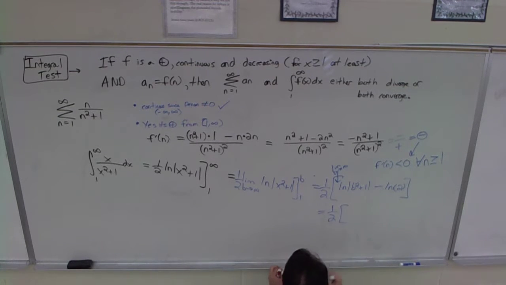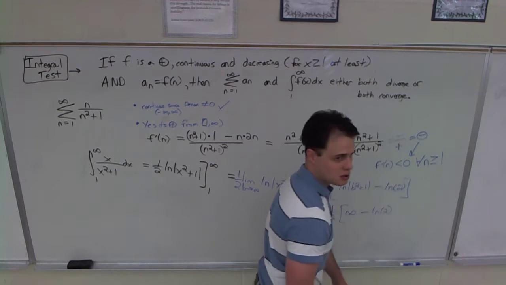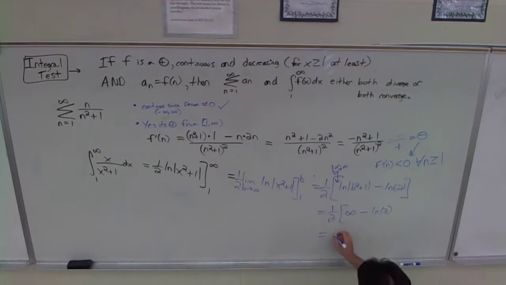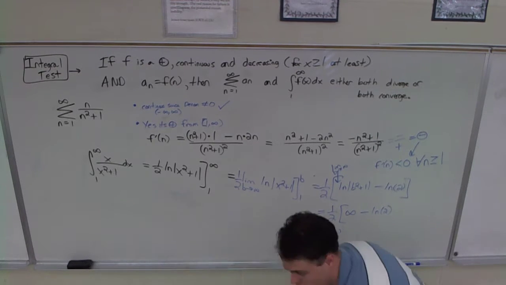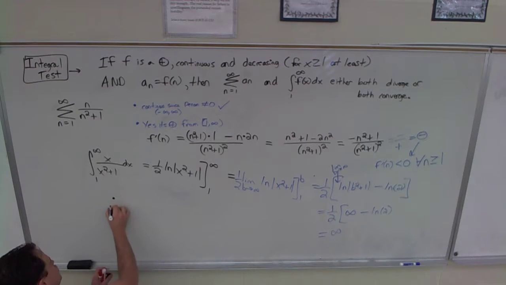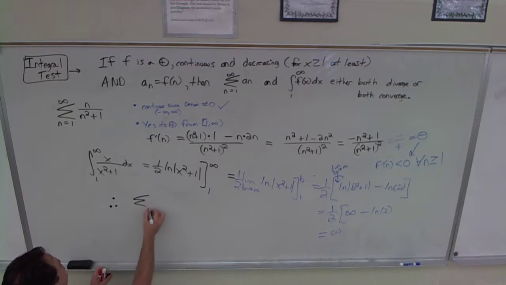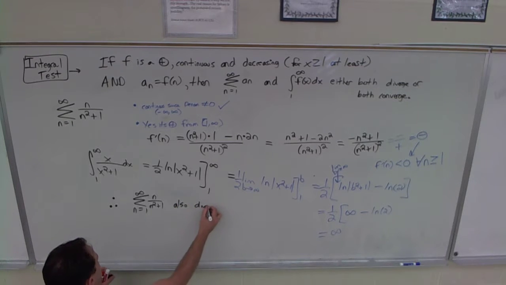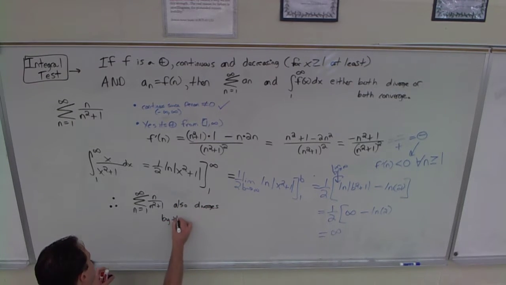So that's 1/2. Ooh, if b approaches infinity here, what's that going to be? I think that's going to be infinity, right? Minus the natural log of 2. So I think that this integral diverges. Yeah? So that's going to be infinity. So that shows that the integral diverges, but you've got to write it like this though. Write your conclusion out. Therefore, or so, or something like that. Therefore, the series also diverges by the integral test.